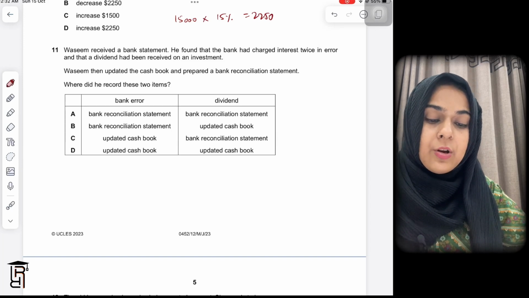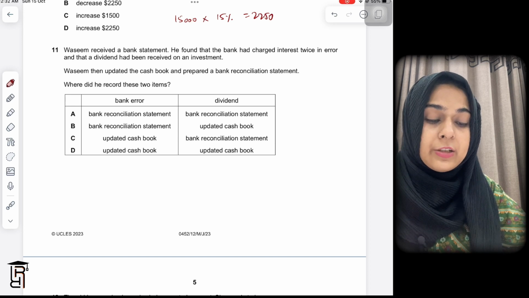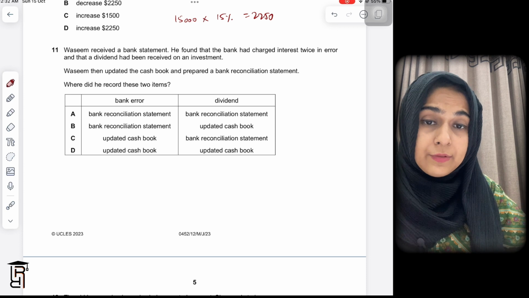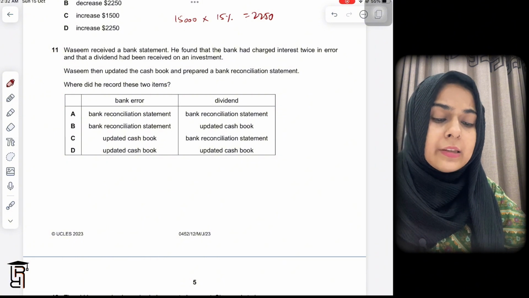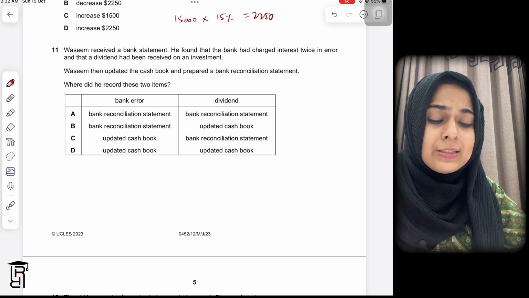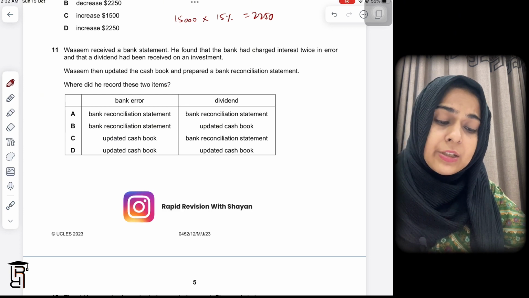This is part 2 of the same paper, that is May June 2023, paper 1 variant 2, and this is basically an MCQ exam. In question number 11 they are saying Wasim received a bank statement. He found that the bank had charged interest twice in error and that a dividend had been received on an investment. So Wasim then updated the cash book and prepared the bank reconciliation statement. So where did he record these two items?